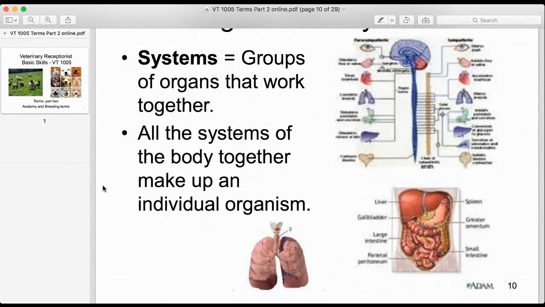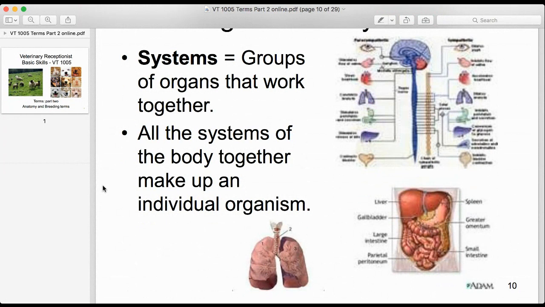On the upper right-hand corner is our nervous system. By no means in this class are you learning all those parts. In a full anatomy class, you will pull all those apart. But that is the nervous system: the brain, the spinal cord, and all the nerves that connect to the various parts of the body for different body functions.